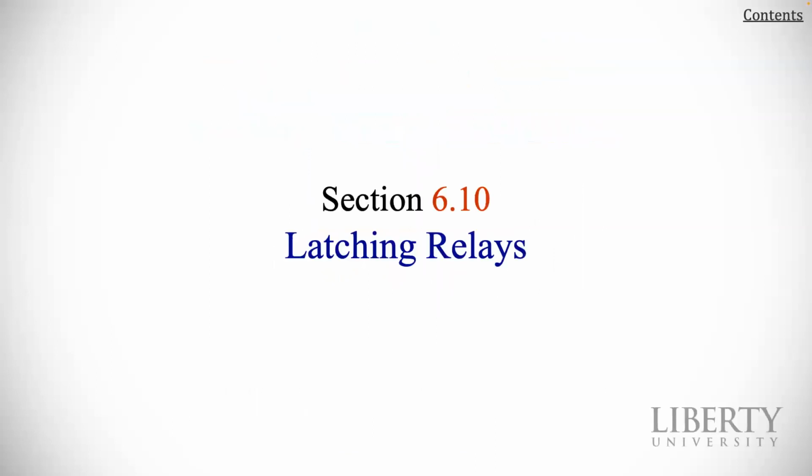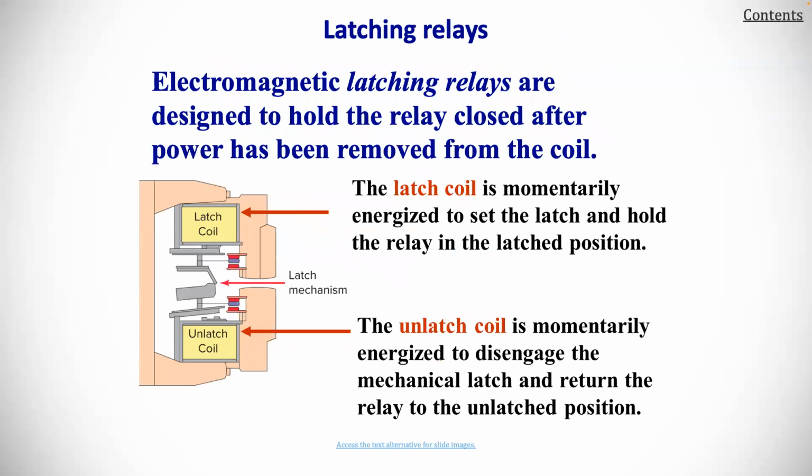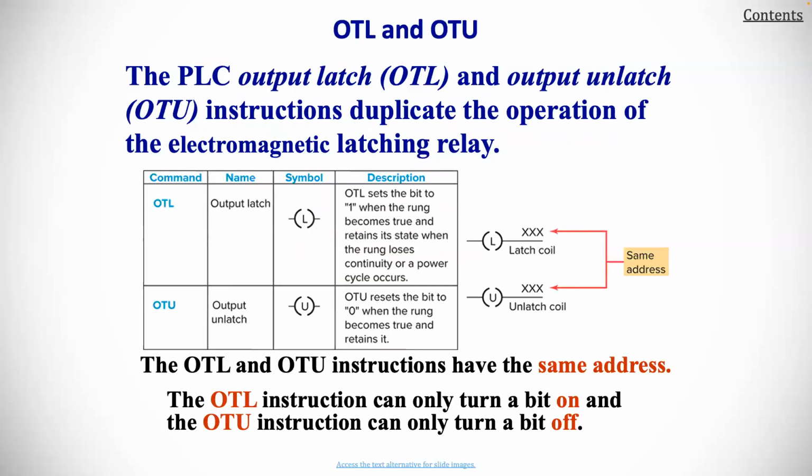Let's look at latching relays. Electromagnetic latching relays are designed to hold the relay closed after power has been removed from the coil. The latch coil is momentarily energized to set the latch and hold the relay in the latched position. The unlatch coil is momentarily energized to disengage the mechanical latch and return the relay to the unlatched position.